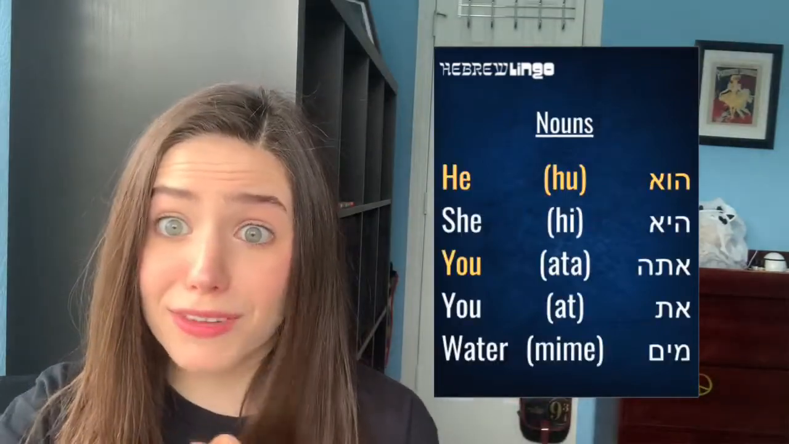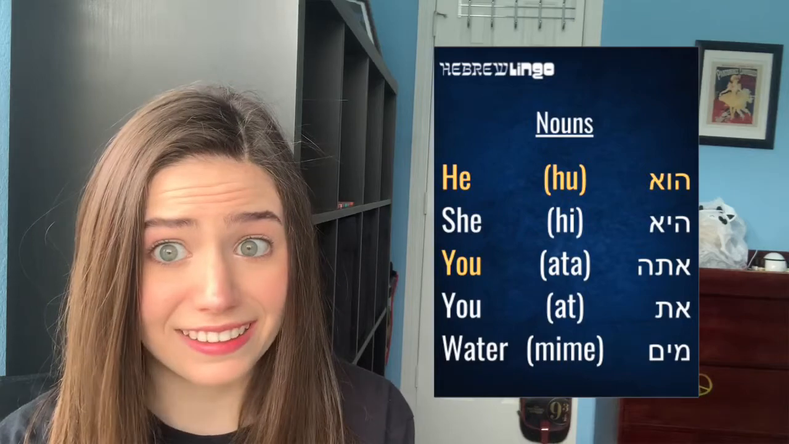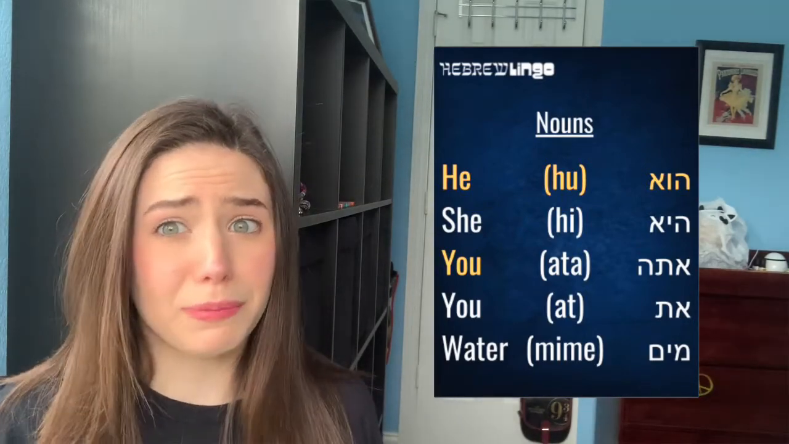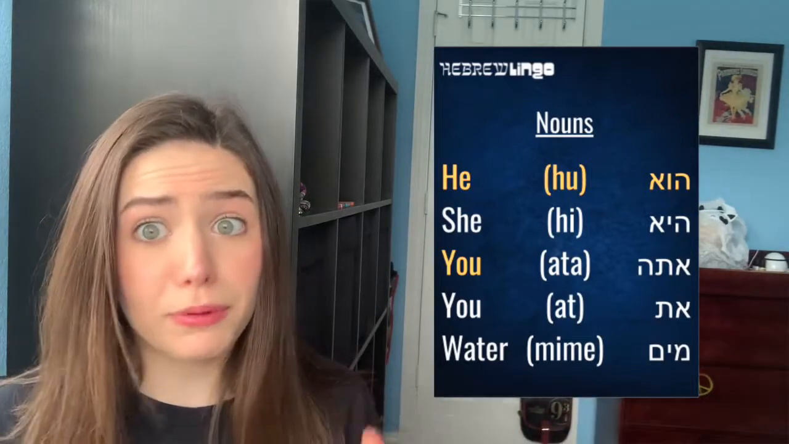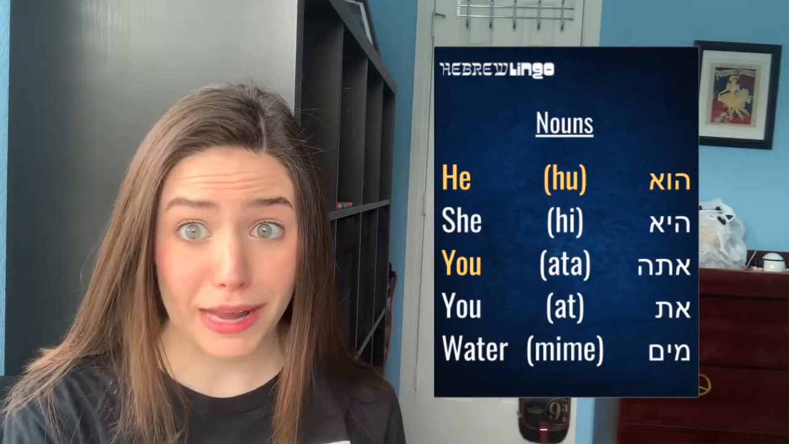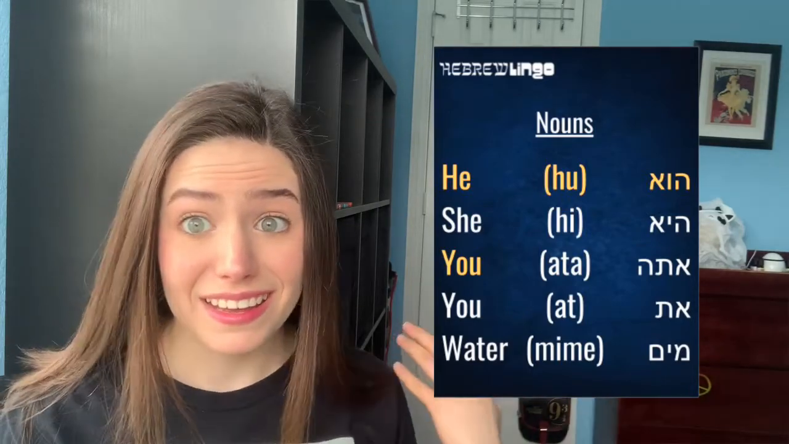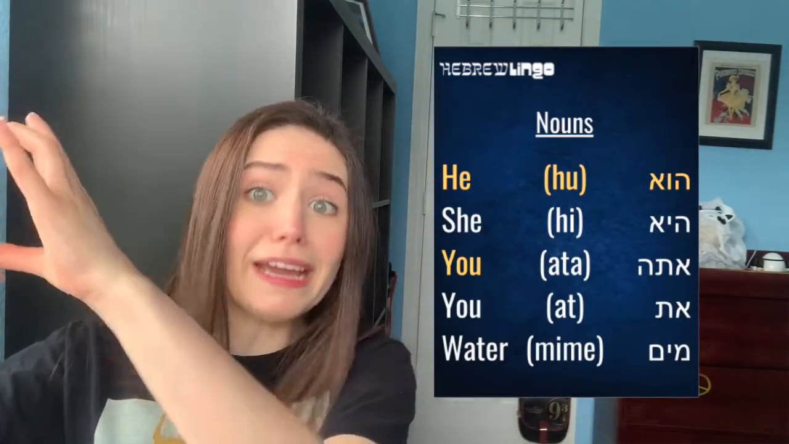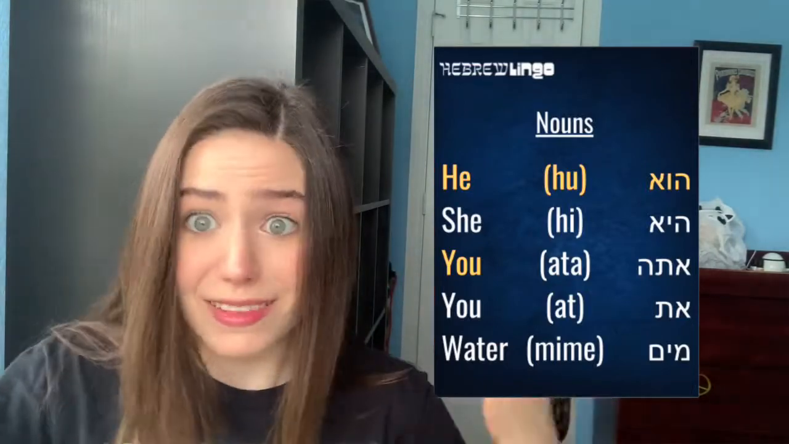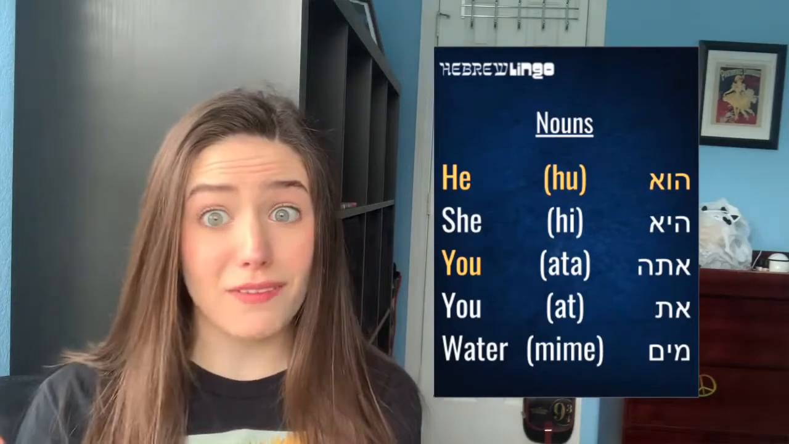We have a lot of important vocab today. So he, and this is going to be a little bit difficult to teach in Hebrew, like he is actually pronounced hu. Now the reason this is difficult is because the way that you pronounce she is he. So he equals hu, and she equals he. Simple.